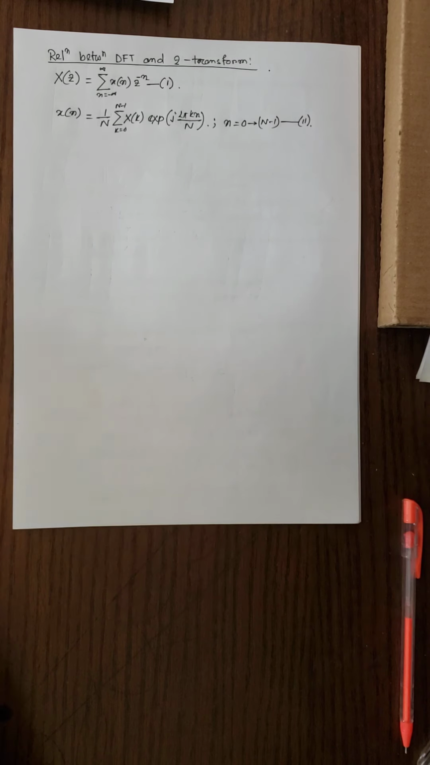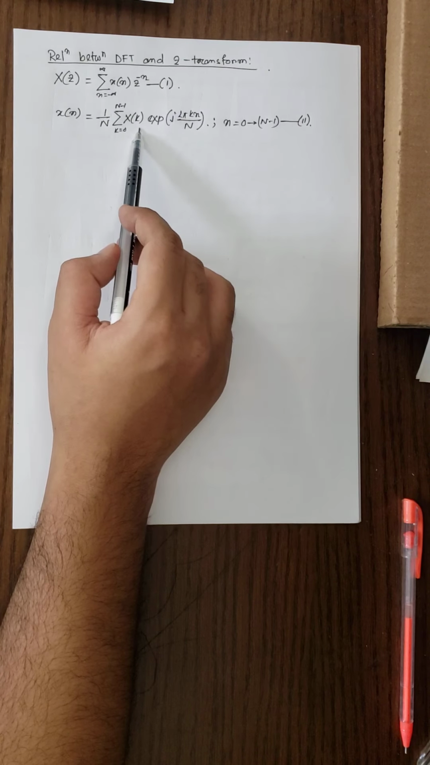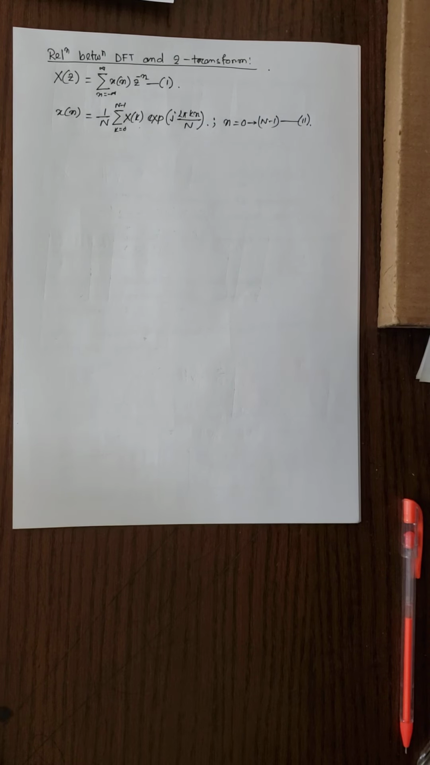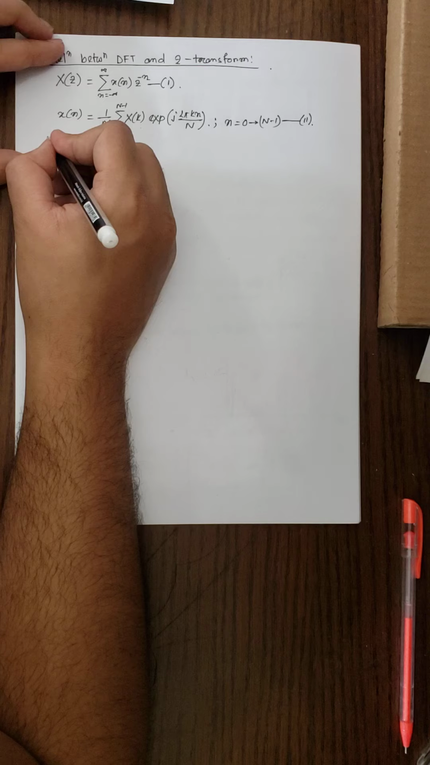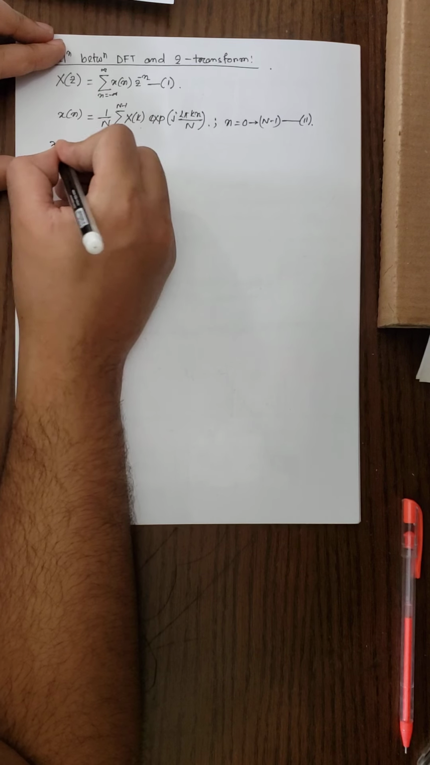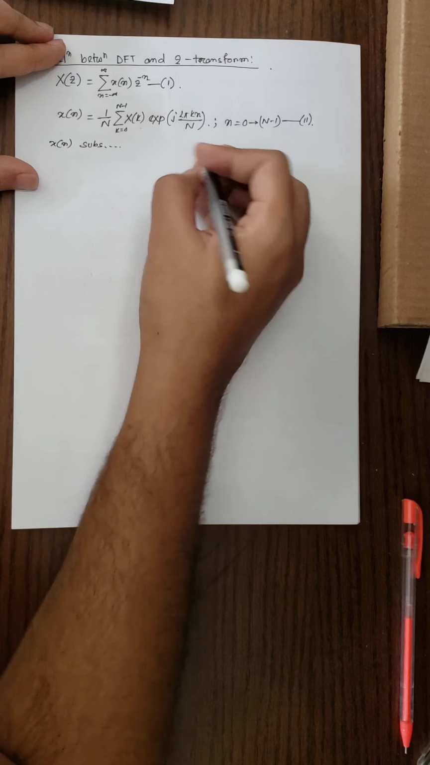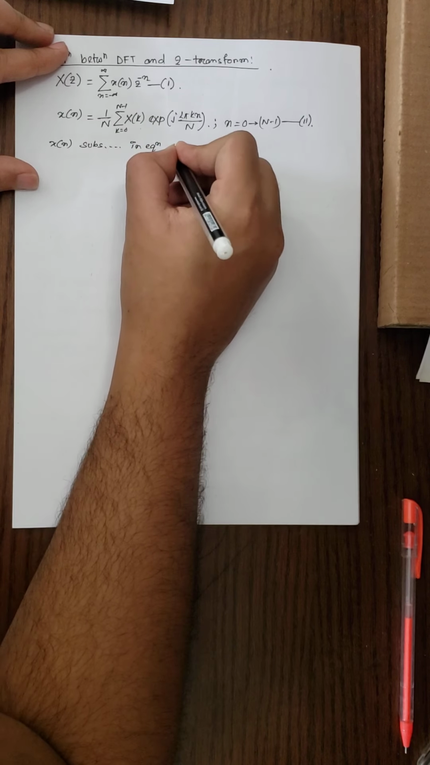What we shall try to do is establish a relation between X of z and X of k, that is our primary target in this topic. So how to do so? First of all, we should substitute x of n in equation 1.